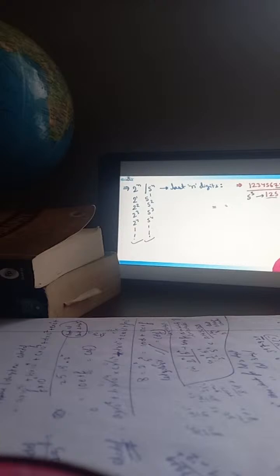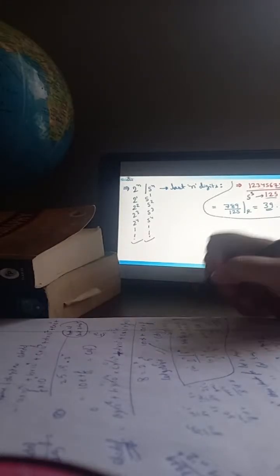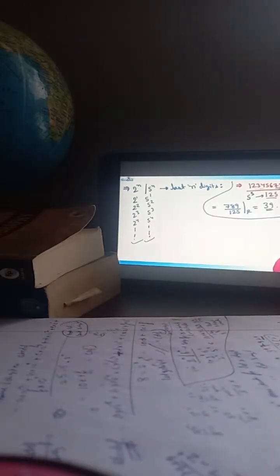So just take 789 by 125 for the remainder. 125 into 6 is 750. So the answer is 39. Okay. So 125 is 5 cube, I am looking for just the last 3 digits. Very simple, it is.